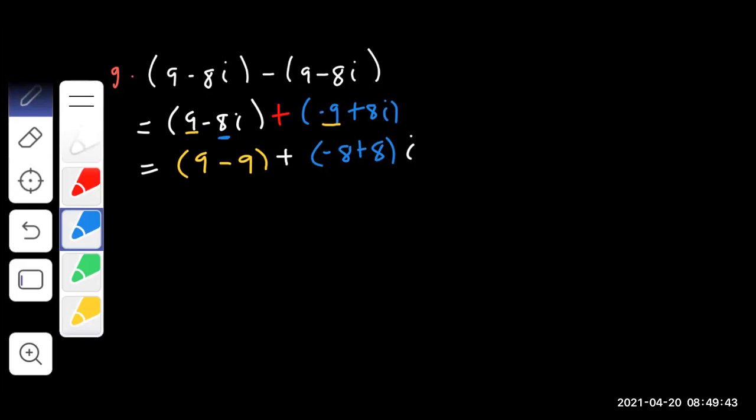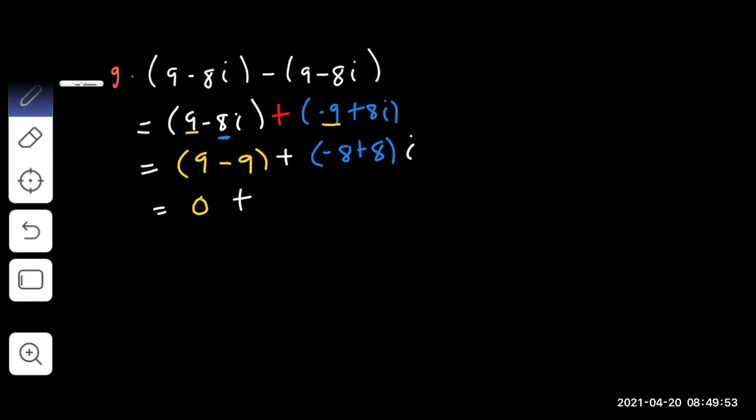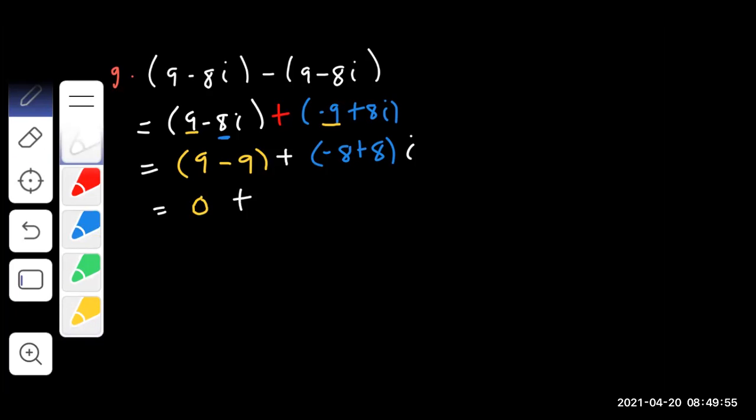Then let's simplify it. 9 minus 9 equals 0, right? And negative 8 plus 8 is still gonna be 0. 0 what? 0 something, which is i. So this is the complex number 0 plus 0i. That is just a simple 0. That is the answer, 0. Perfect, and this is done.